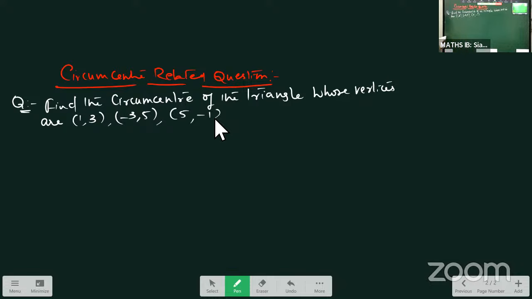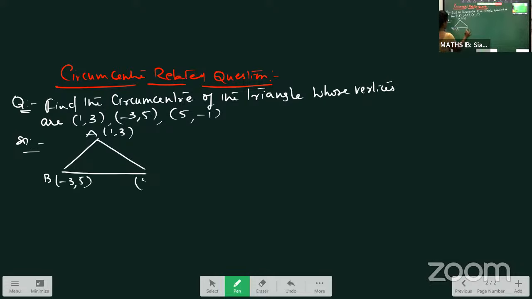Find the circumcenter of the triangle whose vertices are (1, 3), (minus 3, 5) and (5, minus 1). Solution for this: first you draw the triangle. This point A is (1, 3), B is (minus 3, 5) and C is (5, minus 1). Name the circumcenter S, which will be here. S is (x, y), we have to name this.